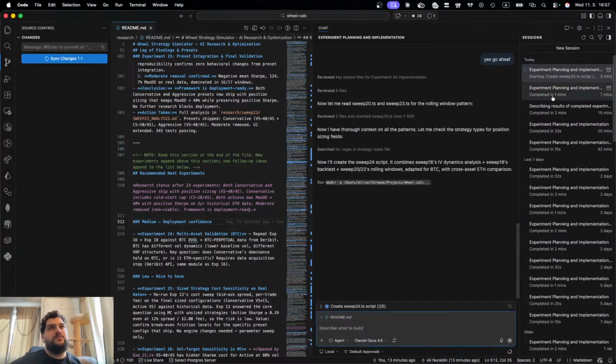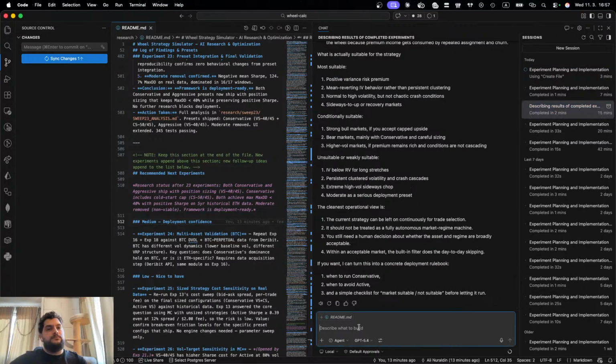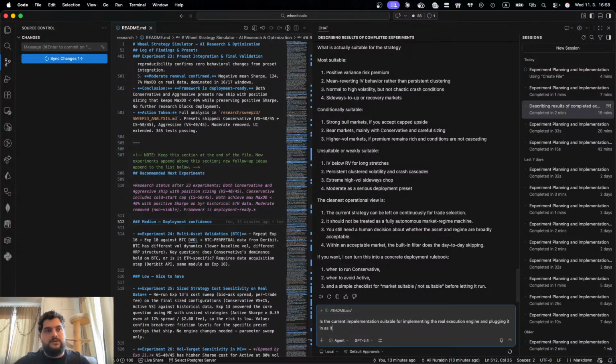Waiting for our input here, sorry. Can I just substitute, is the current implementation suitable for just implementing the real execution engine and plugging it in as is?